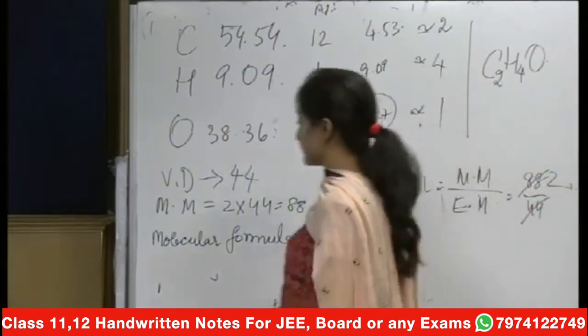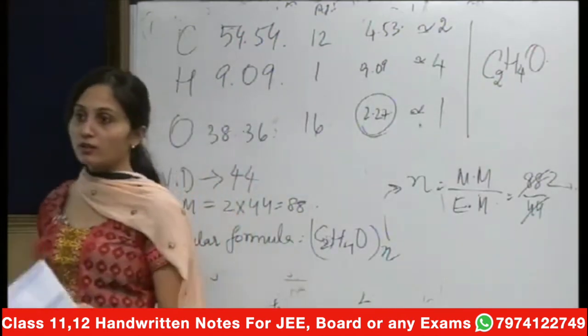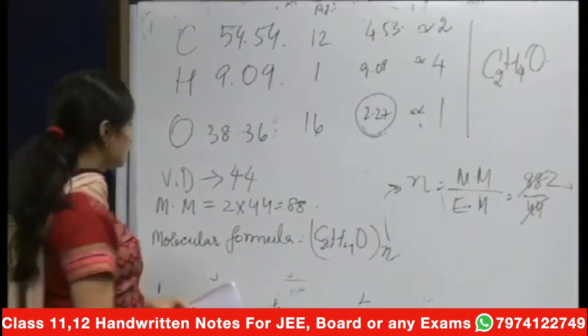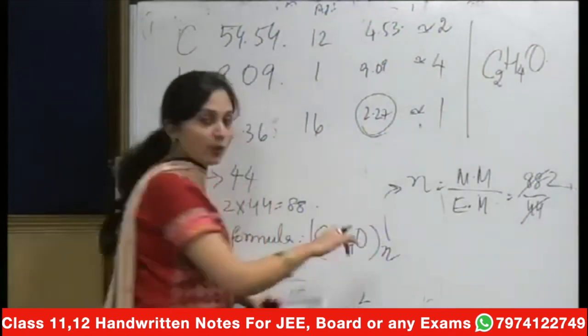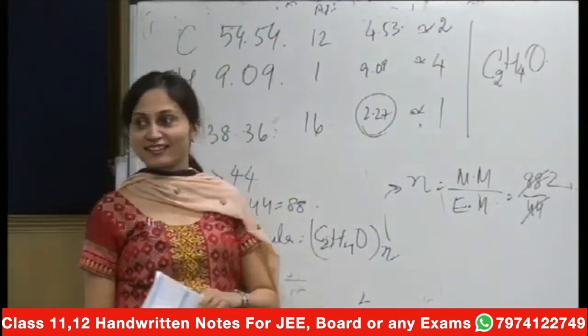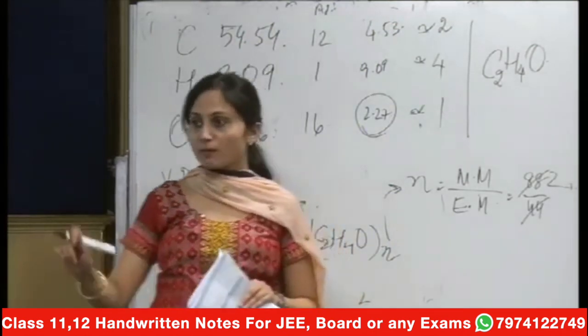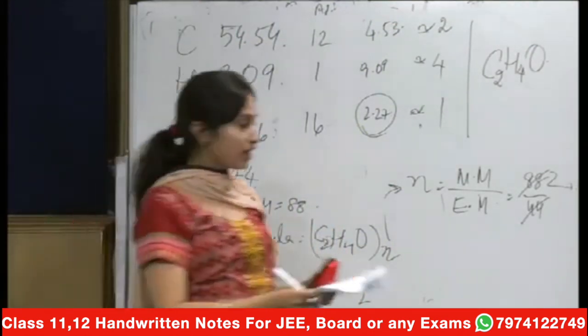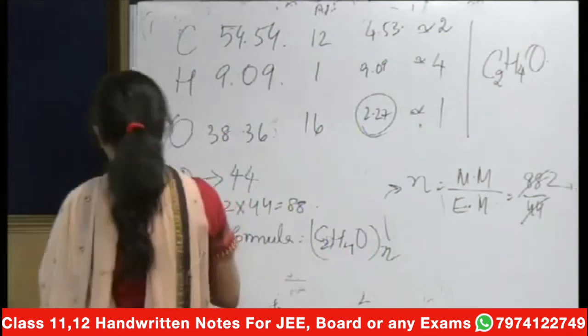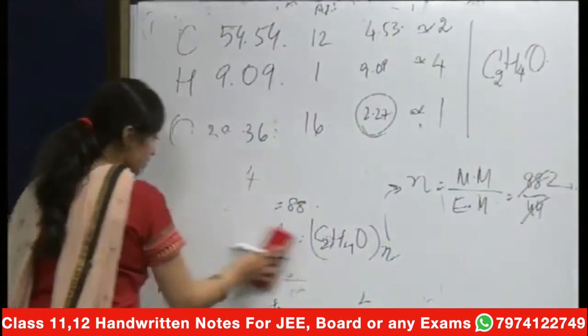So you can easily tell the molecular formula, right? C2H4O whole twice, right? So you can easily find it out. This was an easy part, but remember that vapor density can be used. Now there is another thing that I want to tell you before I finally finish this topic.